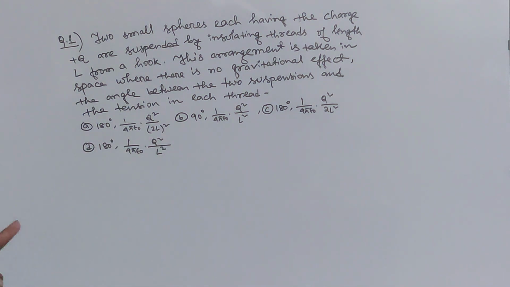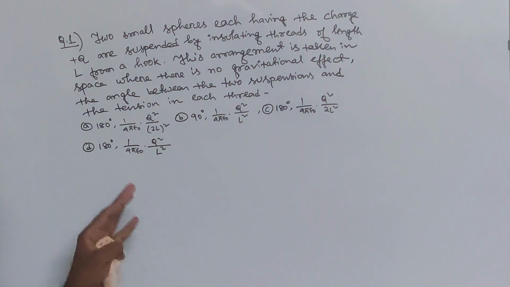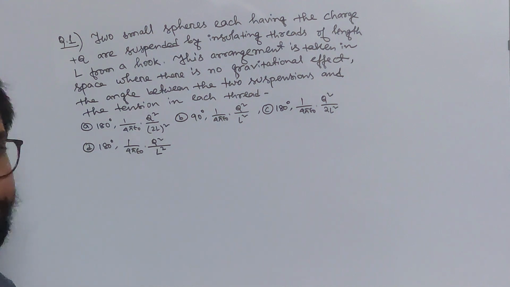threads of length L from a hook. This arrangement is taken in a space where there is no gravitational effect, and the angle between the two suspensions and the tension in each thread, you have to tell out of these four options which one is correct.